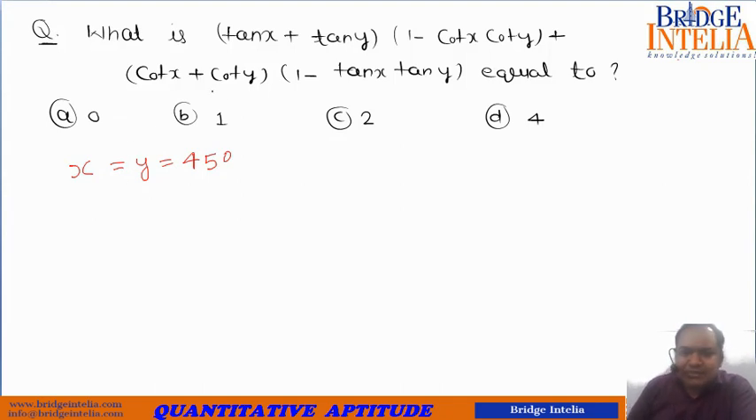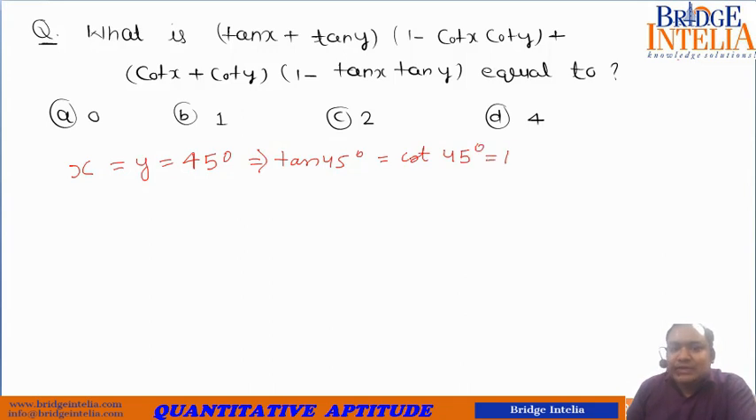Let me do that. So tan 45 degree is equal to cot 45 degree is equal to what? 1. So I am going to simply substitute this value instead of tan x plus tan y, and I will see what the answer matches to. So 1 plus 1 instead of tan x. I have assumed x to be 45 degrees, so instead of tan x, I am writing tan 45 degree, which is actually equal to 1. Same I am going to do with tan y as well. So the entire expression now becomes 1 plus 1 into 1 minus 1 into 1 plus 1 plus 1.